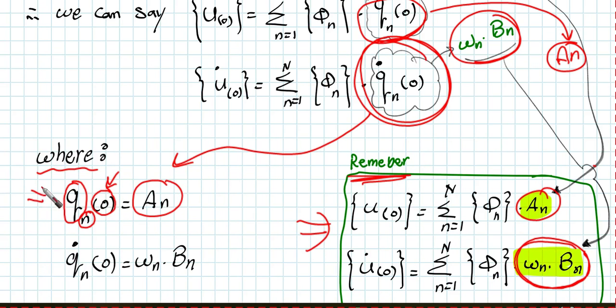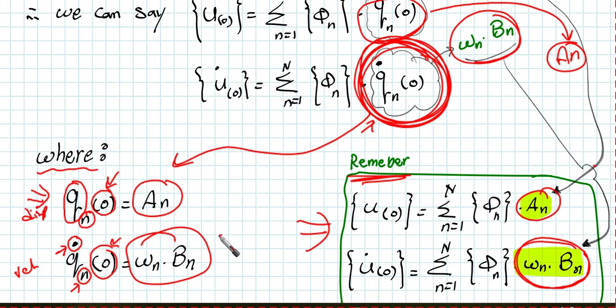This is related to the displacement vector. For velocity, the other term here, it is going to be for a particular mode shape, for velocity, and for the initial condition. So three things. And this modal coordinate equals omega n bn, so it is another constant.